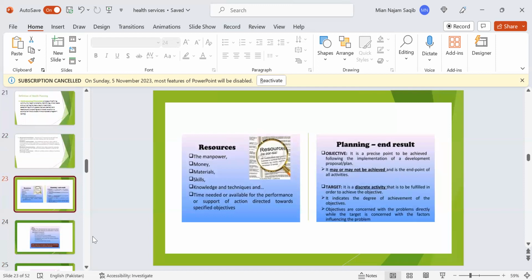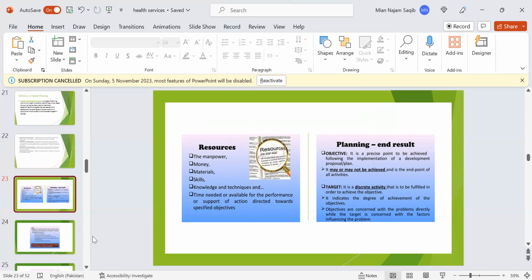Resources involve manpower, money, materials, skills, knowledge, techniques, and time needed or available for the performance or support of action directed towards specified objectives. Planning is basically the end result and involves an objective. This is a precise point to be achieved following the implementation of a development proposal plan. It may or may not be achieved, and it's the end point of all activities.